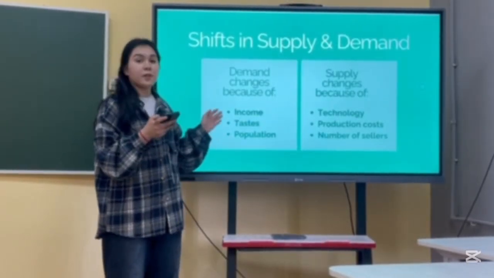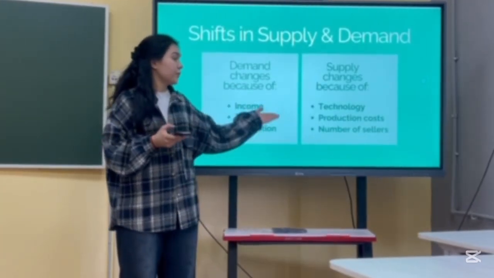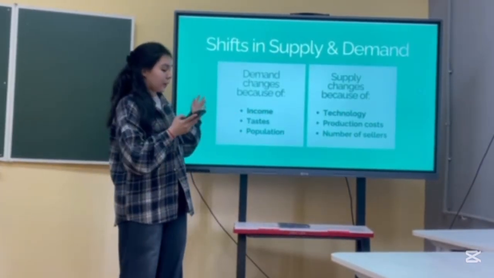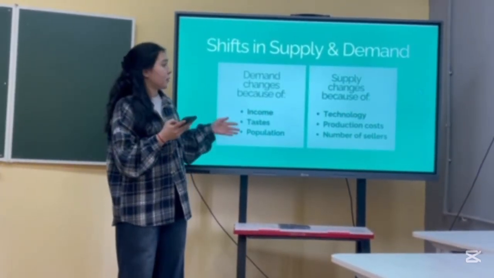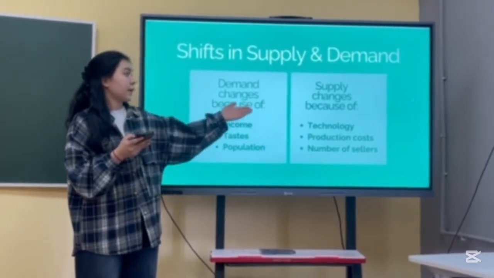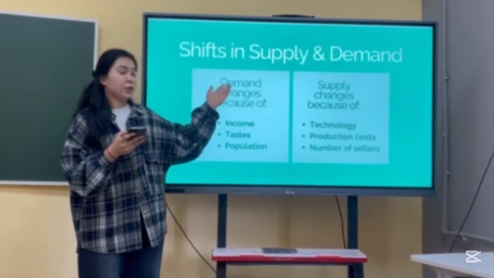The curves themselves can shift. Demand changes because of income, tastes, or population. Supply can change because of technology, production costs, and the number of suppliers. Technology reduces production costs, so the supply curve shifts to the right, meaning supply increases.